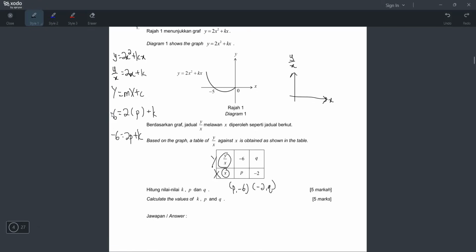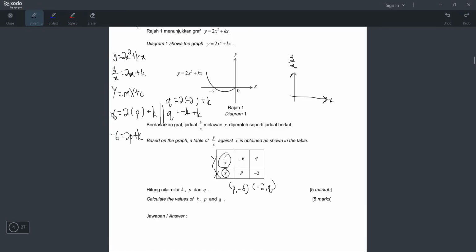Okay, let's substitute this first and see what happens. The big Y, which is y over x, the whole thing I will substitute with q. And then the gradient, which is 2, and then big X, which is also the small x, is -2, and then plus c, which is plus k. Now we can simplify this a bit. It becomes q equals 2 times -2, which is -4 plus k.